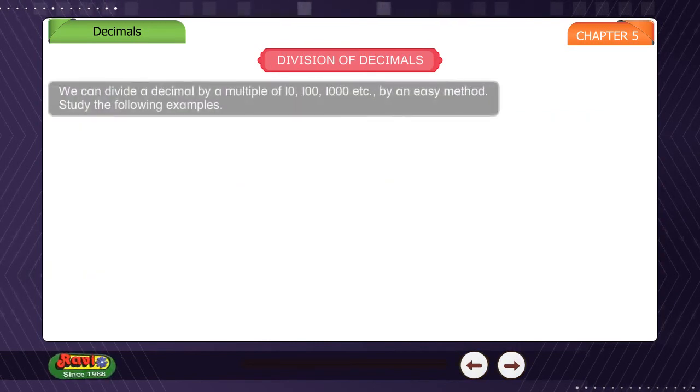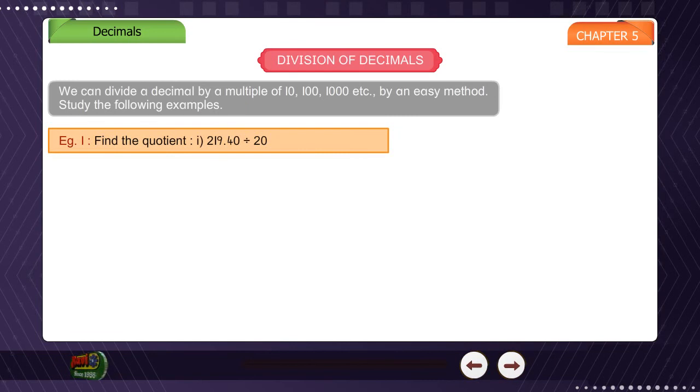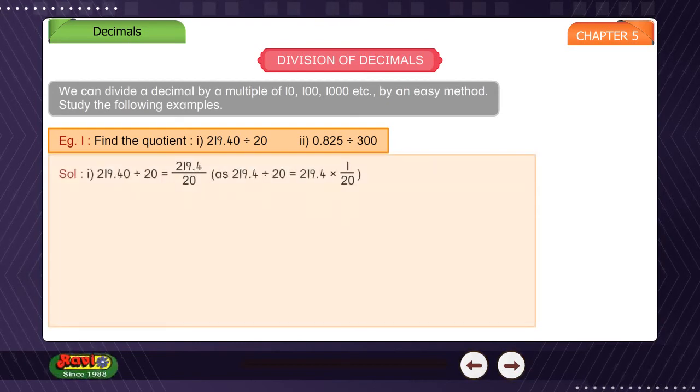We can divide a decimal by a multiple of 10, 100, 1000, etc. by an easy method. Study the following examples. Example 1. Find the quotient. 1. 219.40 divided by 20. 2. 0.825 divided by 300. Solution.